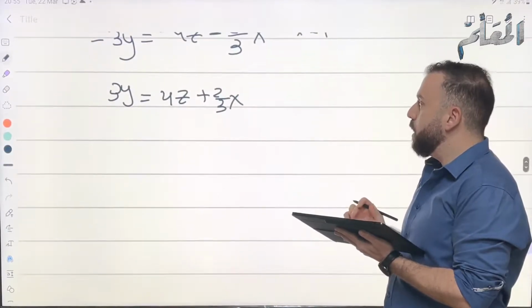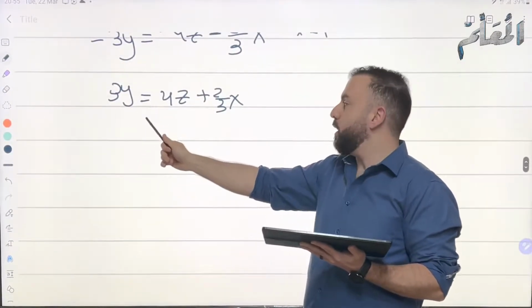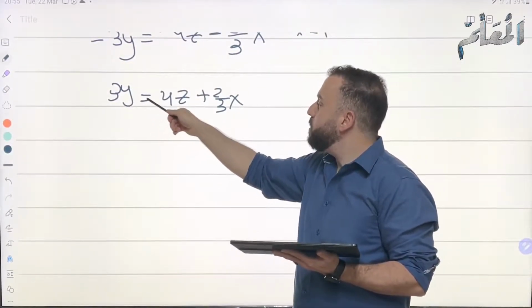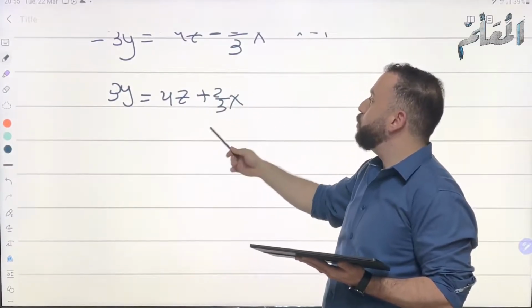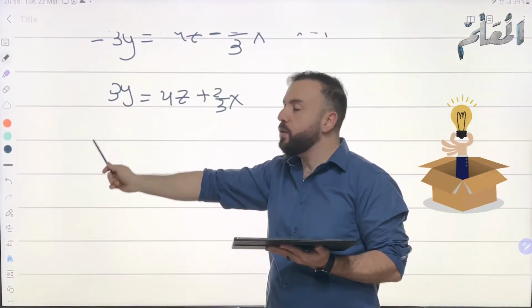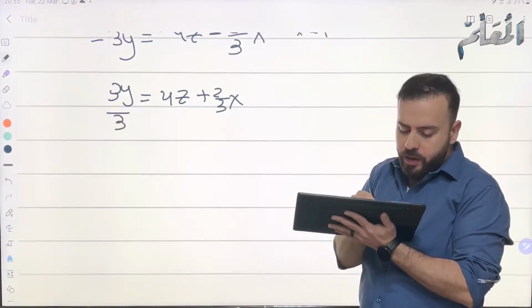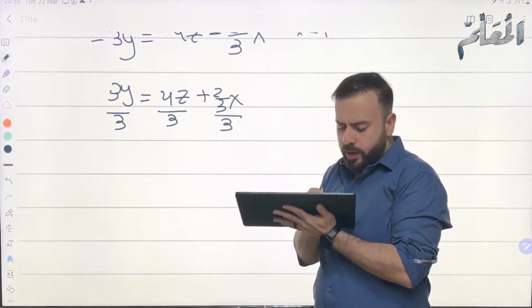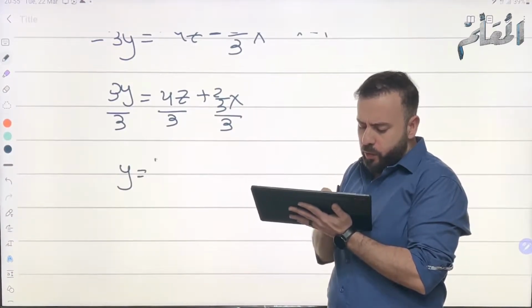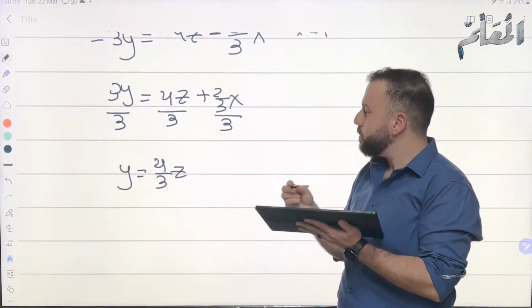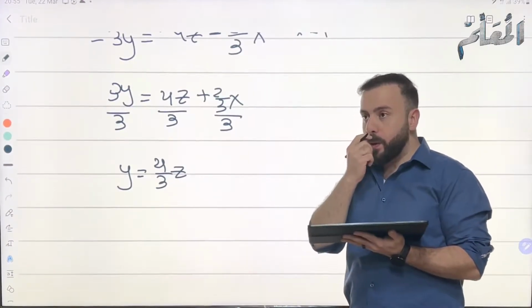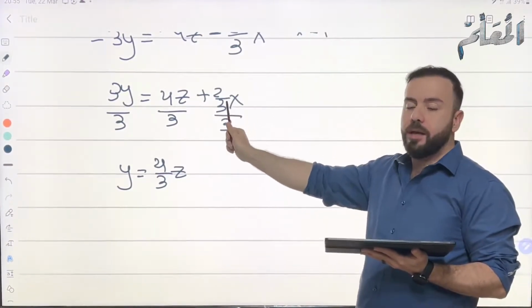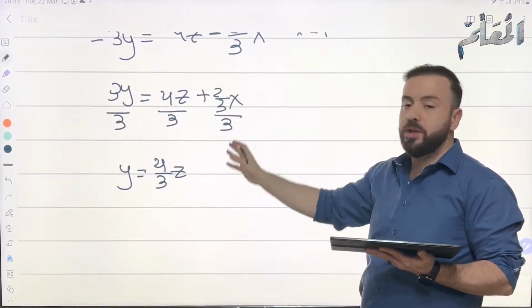Now, as you can see, 3y is equal to 4z plus 2 over 3x. To make y the subject, we need to cancel the 3. So divide by 3, divide by 3, divide by 3. In this case, the first term we get y. The second term we get 4 over 3z. And the third one, most of you students wonder how to do the fraction divided by 3.